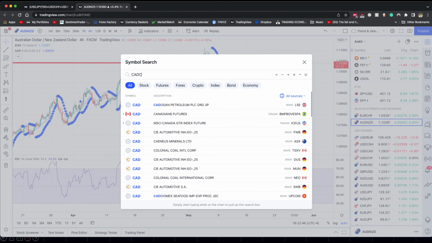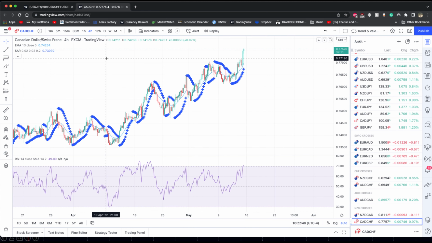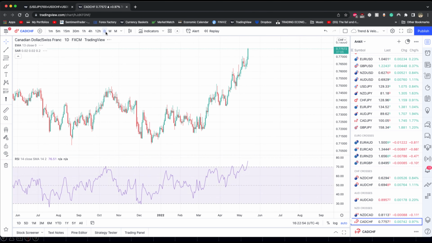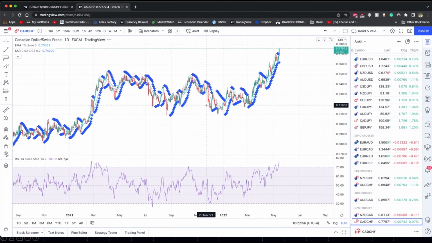So let's talk about trades. CAD Swiss franc. Look at that. Beautiful run up. Got a nice little breakout above 77, sitting at 77.57. Let's look at the daily chart. Yeah, daily chart also showing the same thing.